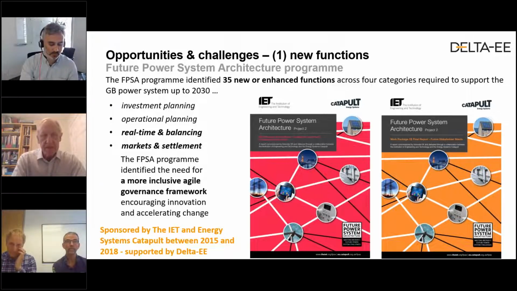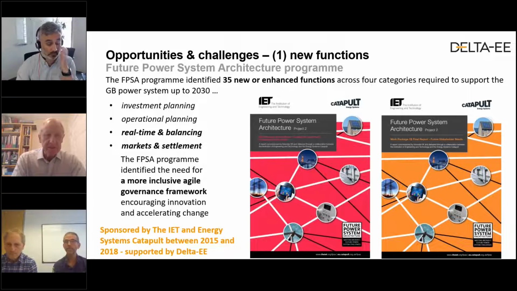And so with the UK government's approval, the Department of Energy and Climate Change as it was in those days, the Institution of Engineering and Technology and the UK Energy Systems Catapult jointly embarked on a programme of work which we call the Future Power System Architecture Programme. The purpose of that was to identify the new functionality that will be required. And when we talk about functionality, we're talking about not just technical functionality, we're talking about market functionality as well.